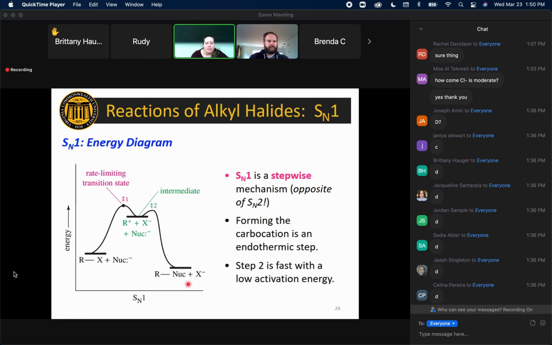So the second step is a fast step with a low activation energy. And I've started here with a negatively charged nucleophile, which means I didn't need that third deprotonation step. But if I did, we could actually add a third step to this energy diagram.